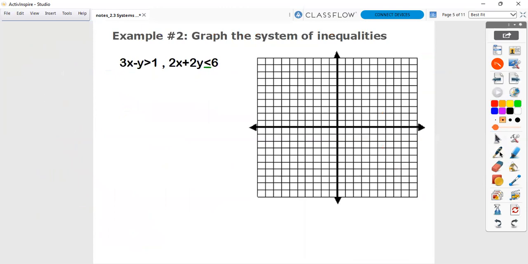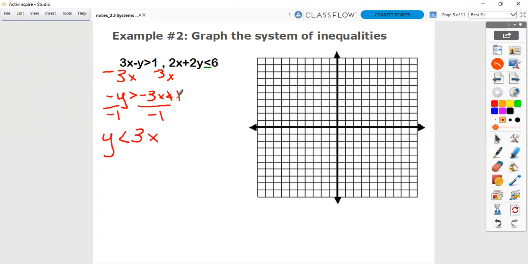So here's example number 2. 3x minus y is greater than 1, and 2x plus 2y is less than 6. All right, so let's solve our first one into slope-intercept form by subtracting 3x. And negative y is greater than negative 3x plus 1. And then I'm going to divide by -1. Y is less than. Remember, we need to flip that inequality sign because we divided by a negative.